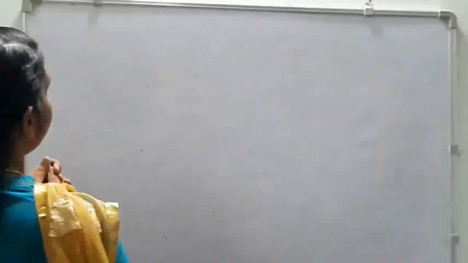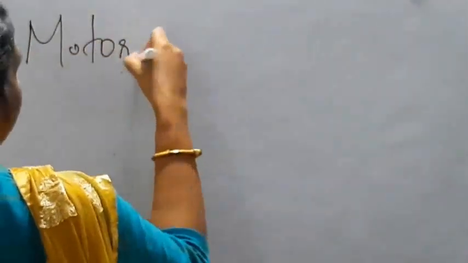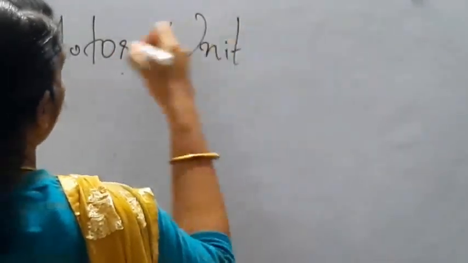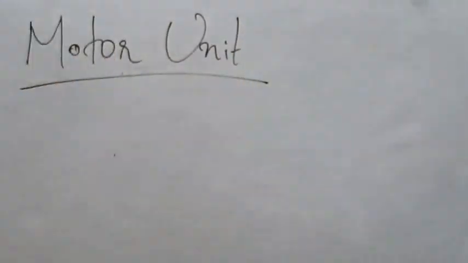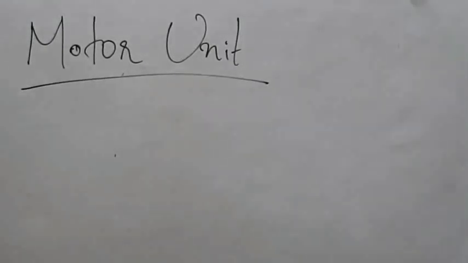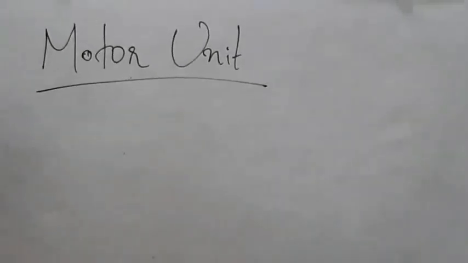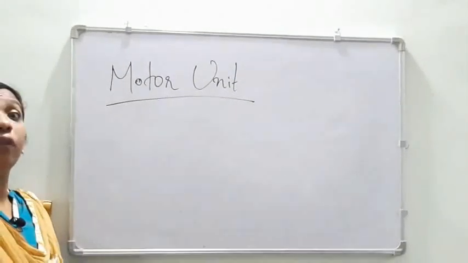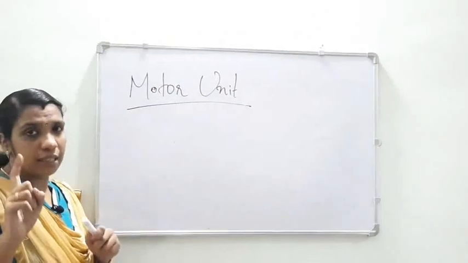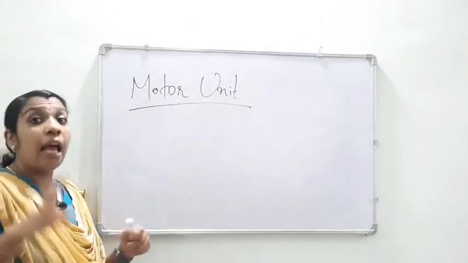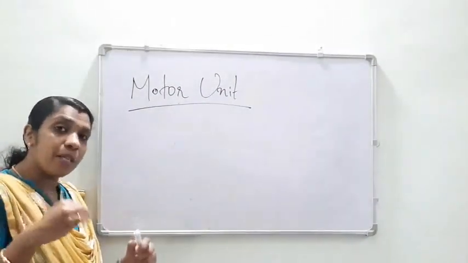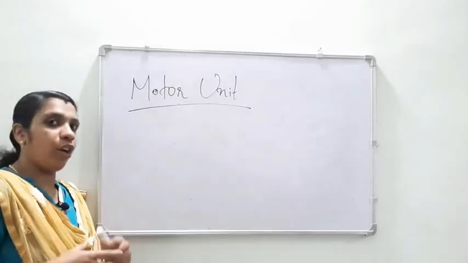Motor unit. So this motor unit is well explained in Harrison. In order to know about the lower motor neuron lesion, we should be well versed with the motor unit. A motor unit comprises a lower motor neuron, a single segment of lower motor neuron, and the muscle fibers supplied by this lower motor neuron.